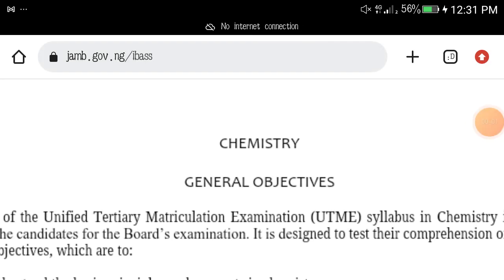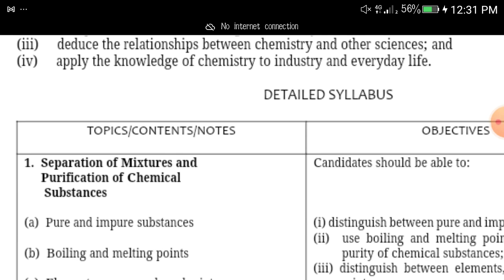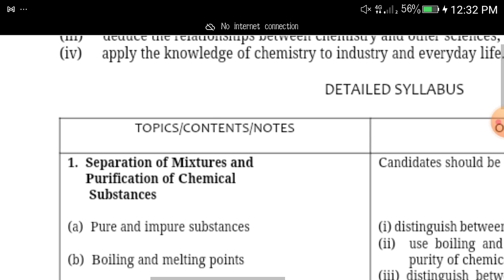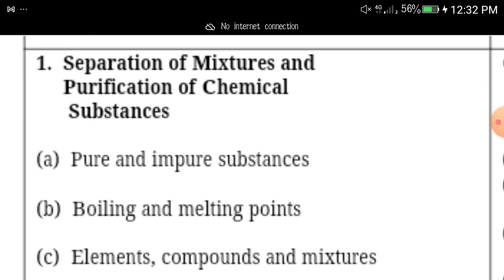If you are writing chemistry in this year's JAMB, this is your area of concentration, or the syllabus. This syllabus contains the topics you should read. So I will be reading out those topics, giving you those topics one by one for chemistry in this year's JAMB. The first topic here, this is the official syllabus, is separation of mixtures and purification of chemical substances.